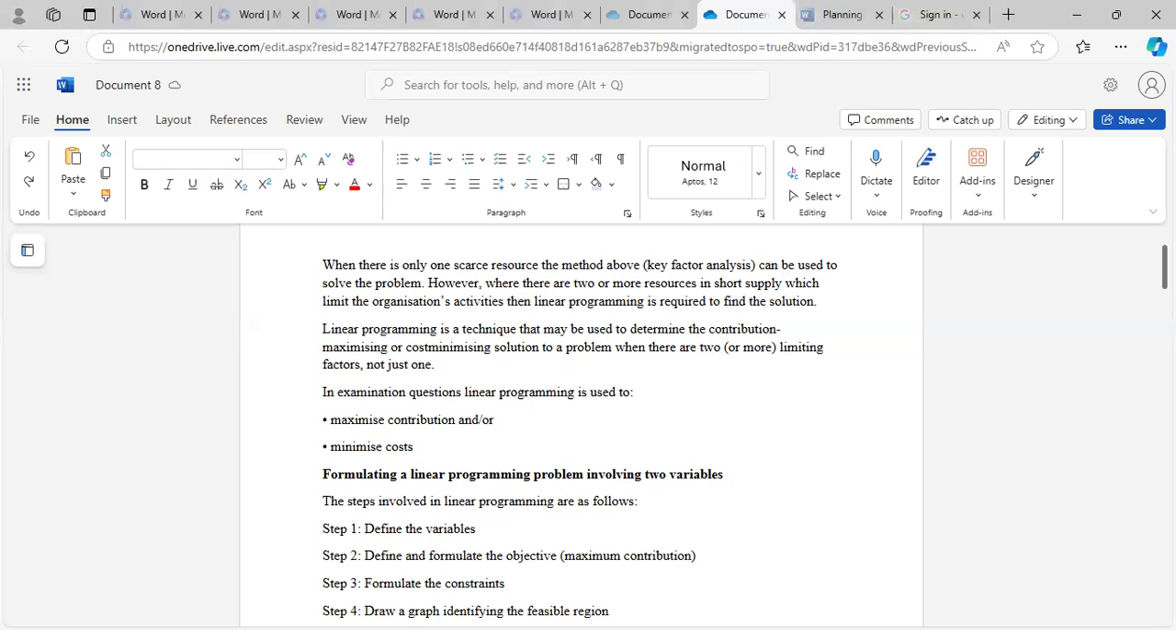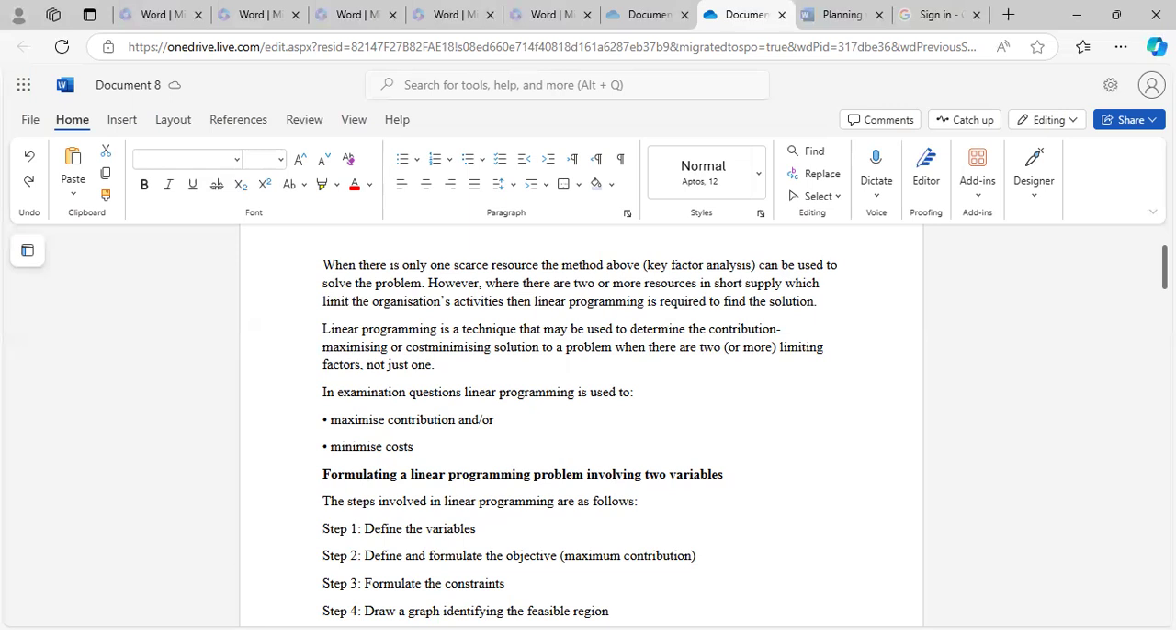The step is to define the variables. The steps involved in linear programming are as follows. First, define the variables. First of all, we want to find what we want to find in the optimal plan. In the optimal plan, we want to find those units at which our contribution is maximized. So what is unknown for us? Unknown is units, unknown is maximum contribution. So we assume at the start what is my maximum contribution and what are my units of the products. So that is defining the variables.